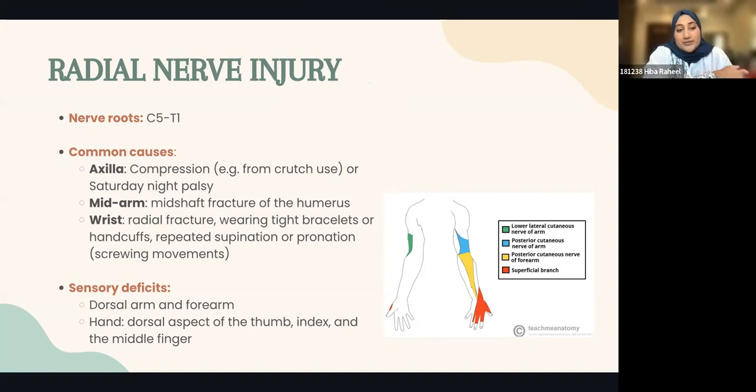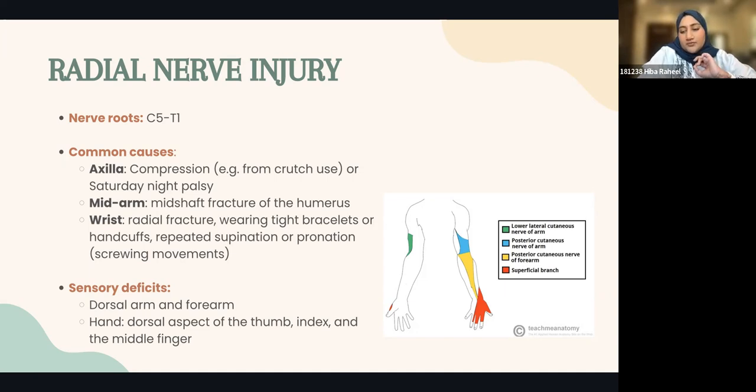And lastly, the wrist. If the radial bone gets fractured, it can damage the radial nerve. Wearing tight bracelets or handcuffs, or repeated pronation and supination, like for example the screwing movement, can definitely damage the radial nerve.